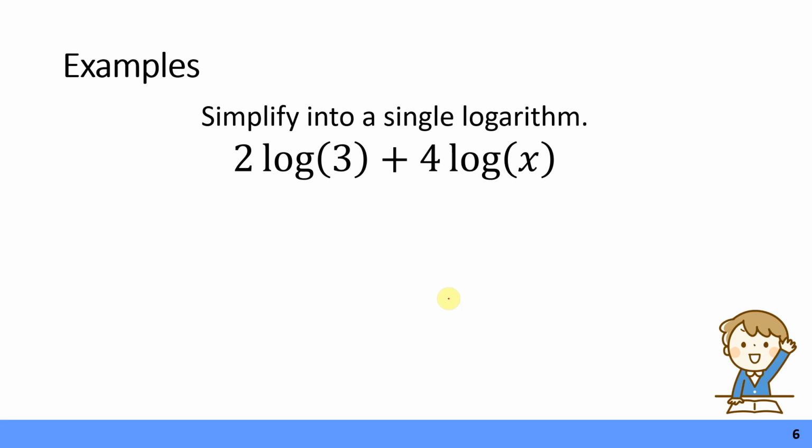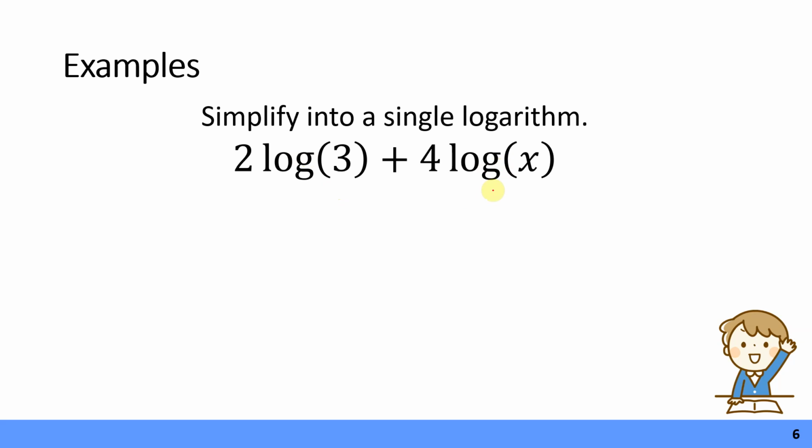Now, in order to see if we can use the properties, remember they have to be logs with the same base. So let's go ahead and look at this one. This one doesn't have a base, so it's an invisible 10. This one doesn't have a base either, so it's an invisible 10. Since they have the same base, we can combine them into a single logarithm.